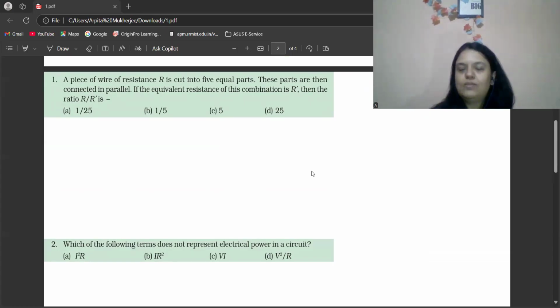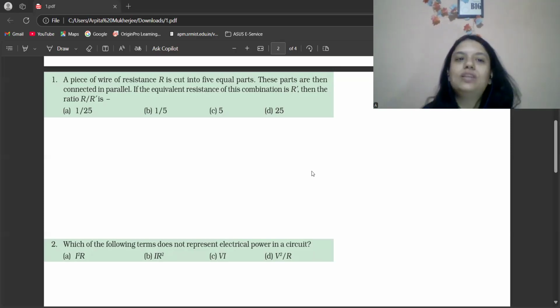Now let's recall basically. We have studied resistance in series and resistance in parallel, right? For resistance in series, how do we find the equivalent resistance? We do the summation of each of the resistances, right? And when we talk about parallel, we take the reciprocal of each and then we add. This is the thing that we know.